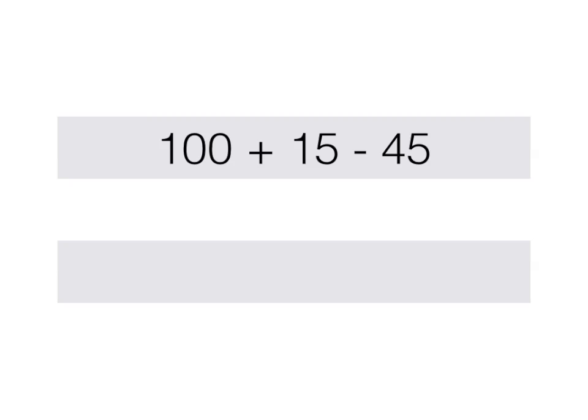We add 15 to 100 first, and then take out 45. You have 100 in your wallet, you put 15 in, you got 115. We take 45 away, you have 70 left in your wallet.